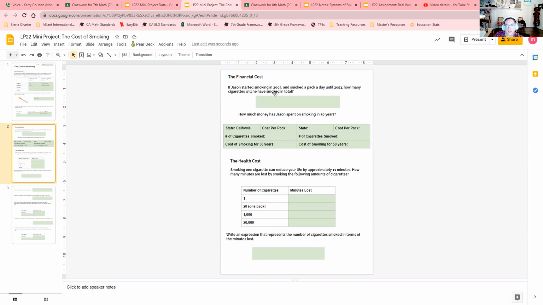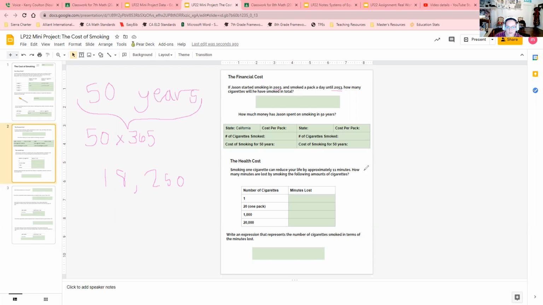So if Jason started smoking in 2003 and he smokes a pack a day until 2053, from 2003 to 2053, that is 50 years of smoking. How many cigarettes will he have smoked in total? So that's 50 years. We want to figure out how many packs of cigarettes that is first. So 50 times 365, because that is one pack every day of the year. And that gives us 18,250 packs of cigarettes in those 50 years.